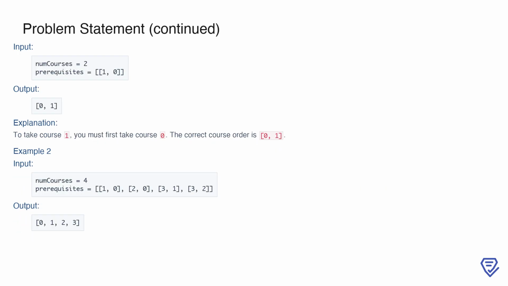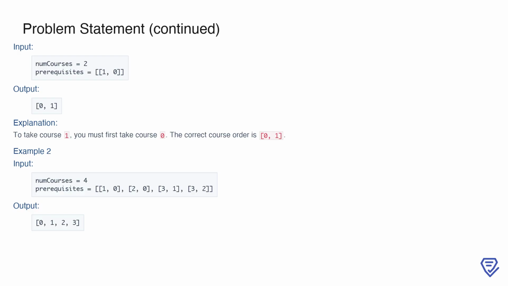Let's look at some examples to better understand the problem. In the first example, we have numCourses equals 2 and prerequisites equals [1, 0]. This means that to take course 1, you need to complete course 0 beforehand. The result, in this case, is [0, 1], indicating that you should first take course 0 and then course 1. In another example, where numCourses equals 4 and the prerequisites are [1, 0], [2, 0], [3, 1], [3, 2], the output is [0, 1, 2, 3].